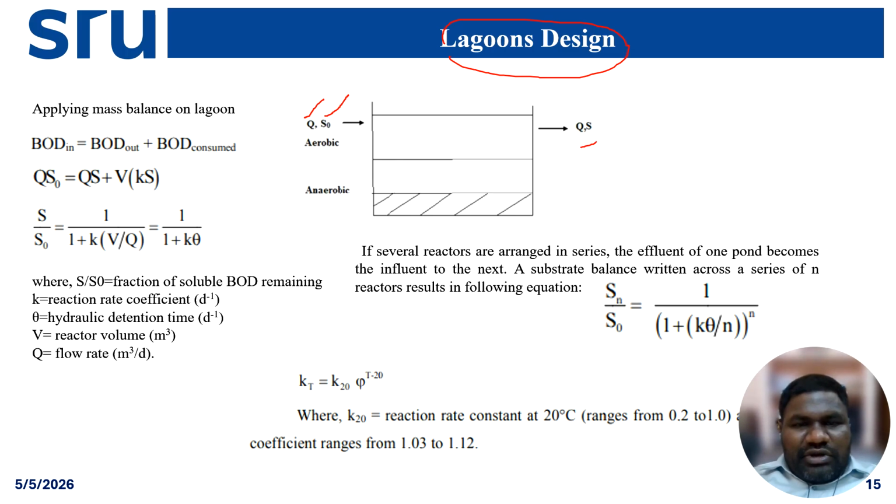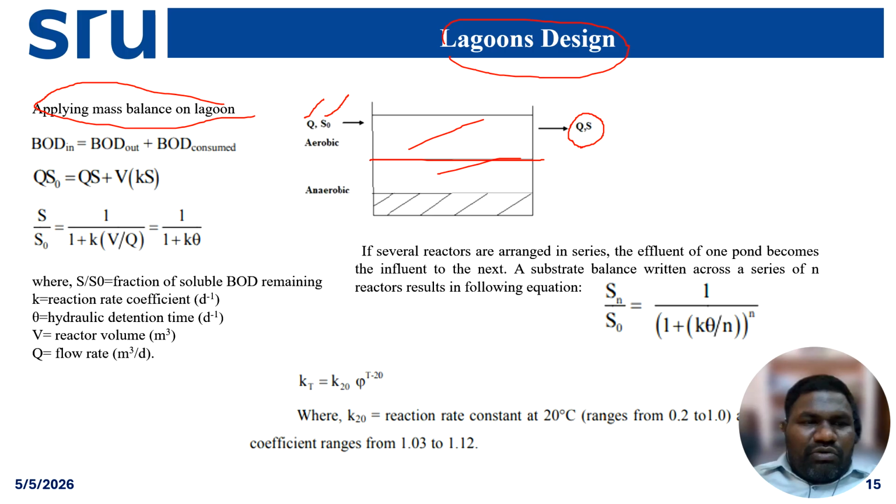Then after treatment the flow rate will be Q and the effluent concentration S. As per the facultative pond, here it is mentioned the top layer is aerobic and the bottom anaerobic layer. Then, after applying the mass balance equation on the lagoon, this is the final equation.